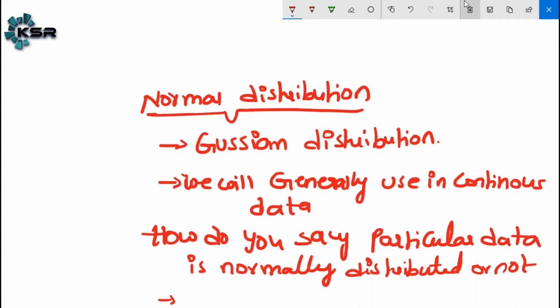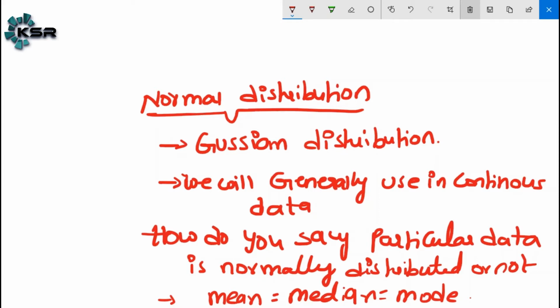Simply we can say by using mean is equal to median is equal to mode. If mean is equal to median is equal to mode, then we can call it symmetrical data. Symmetrical data is nothing but normally distributed data. How do you say particular data is normally distributed? Mean is equal to median is equal to mode.